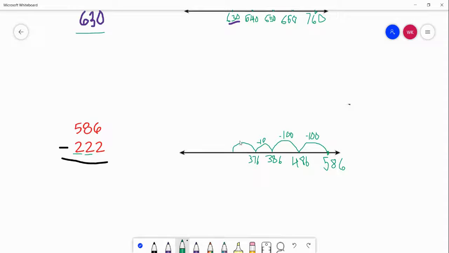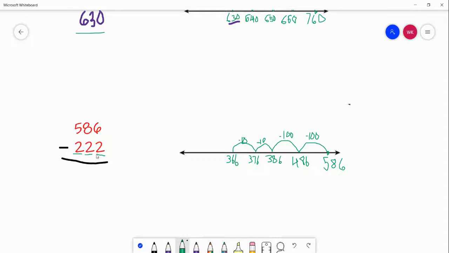And then we're going to jump back one more 10 because there's 2 tens in our tens place. So now we have 366 because 376 minus 10 equals 366. And so now we just jumped back our 2 tens.